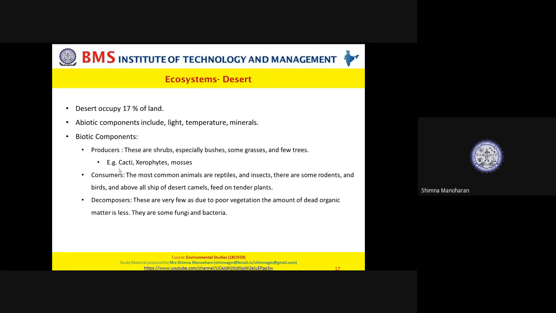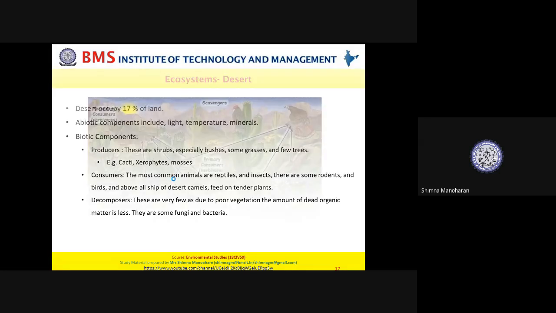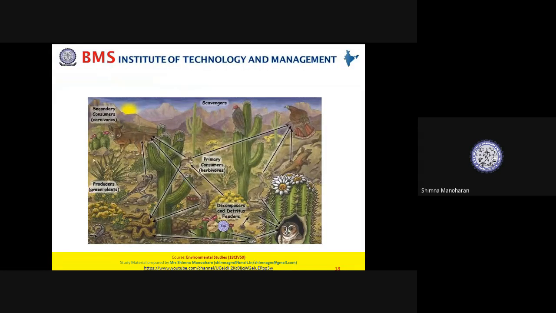Then in decomposers, since the vegetation is quite less, the amount of dead organic matter will also be less. So there are some fungi and bacteria to decompose them. So this is again a typical photograph to show the ecosystem of a desert. So you have the producers, then you have primary consumers, maybe some rodents. Then you have the secondary consumers, that is the carnivorous, it can be the hawk or some fox, right? And then you have the decomposers, mainly bacteria and fungi.